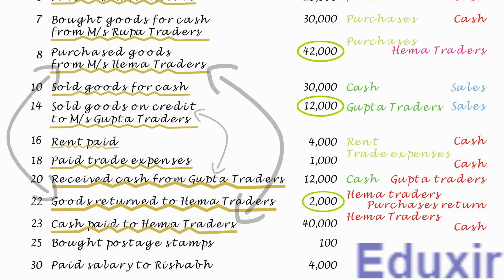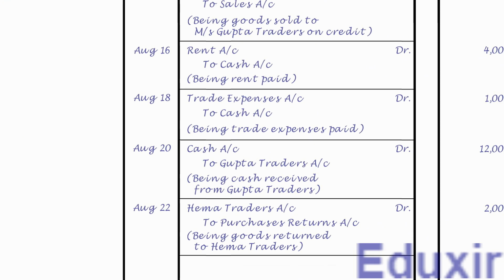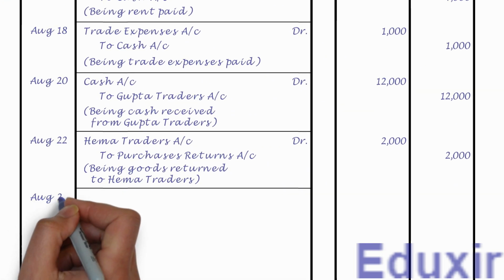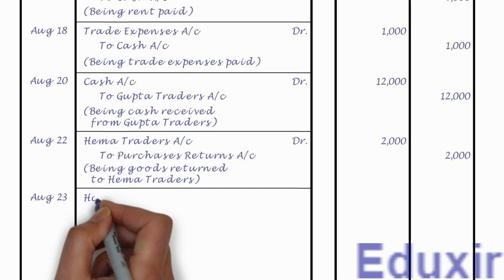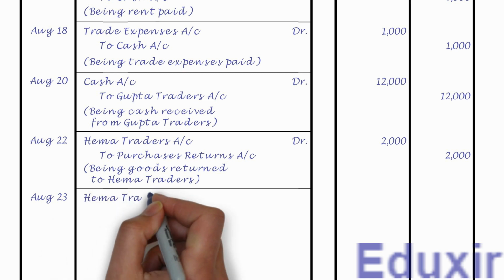With this analysis at our disposal, let us now proceed with the journalizing of this transaction. Let us first record the date. Let us now record Hema Traders account as the debit entry.